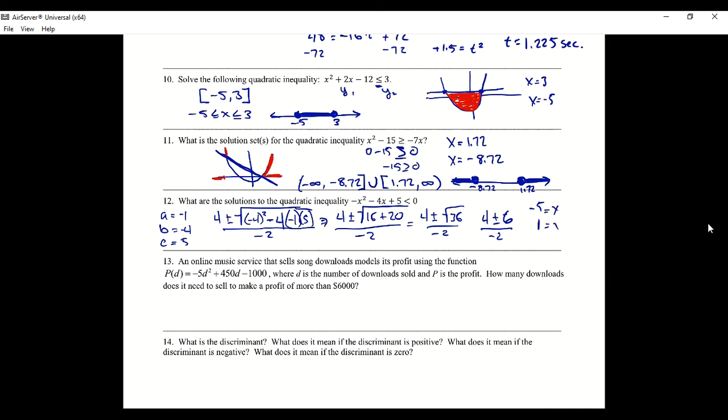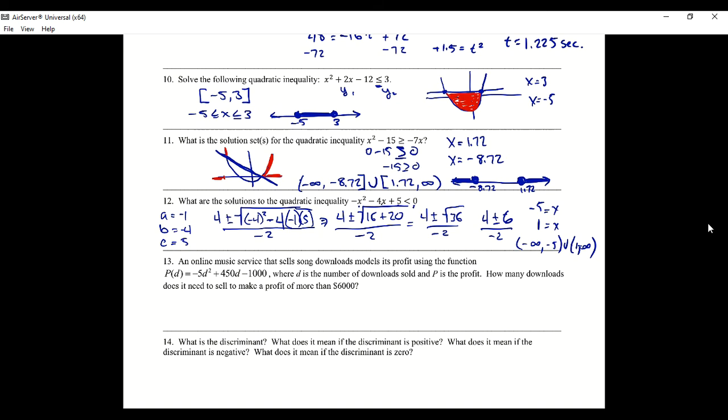Those are our endpoints. So if we check 0, 0, 0, plus 5 greater than 0 or less than 0, false. So it's outside. So again, we would have negative infinity, and since this is only a less than, we're going to use parentheses. It's a -5, union 1 to infinity.